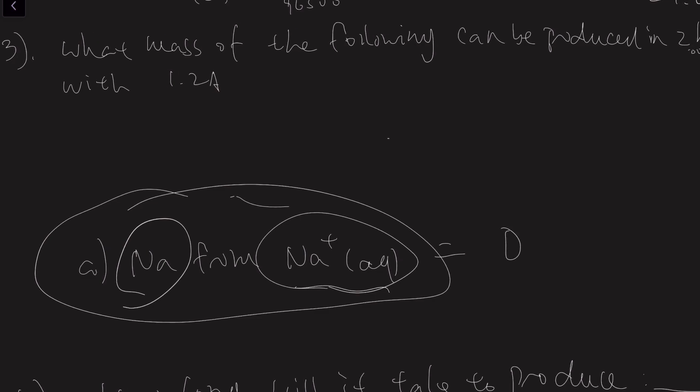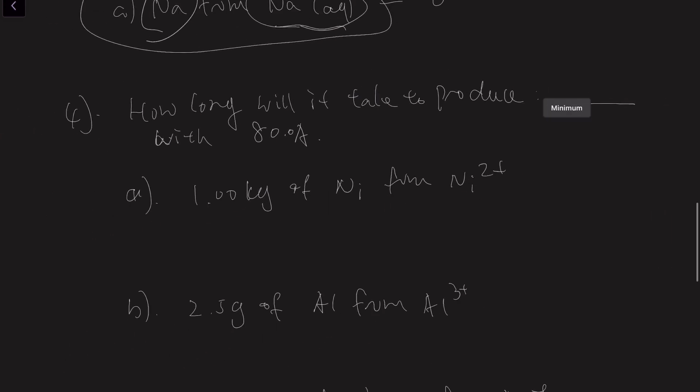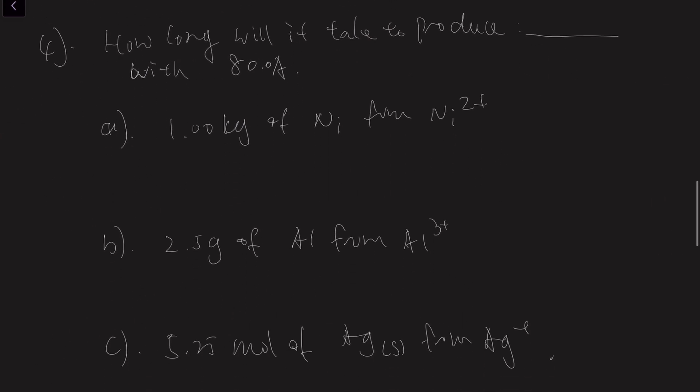And the answer is 0. You cannot produce any sodium metal from sodium ion. To produce sodium metal, you need molten sodium ion, so there's no water present, and then you can produce the metal. So a very tricky question indeed. Now let's look at number 4.